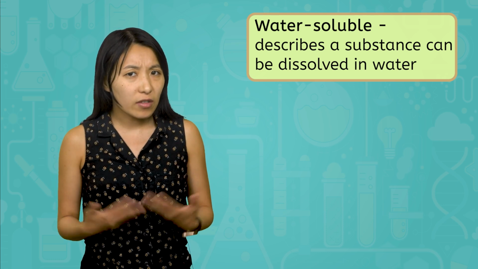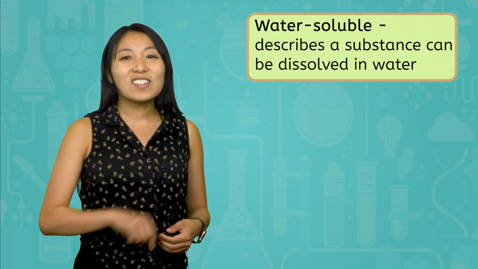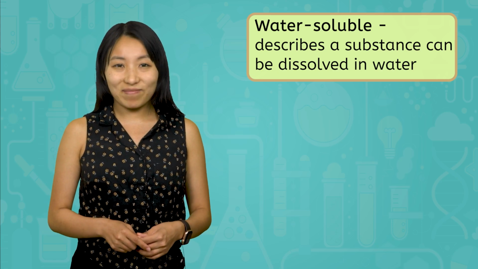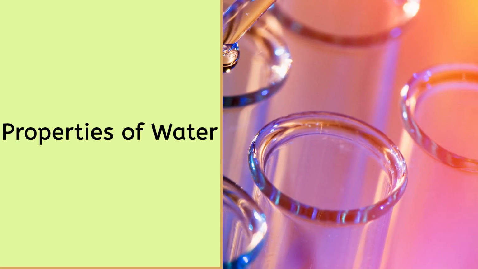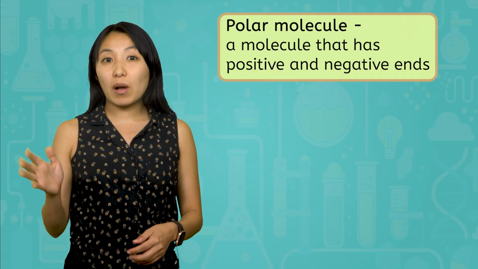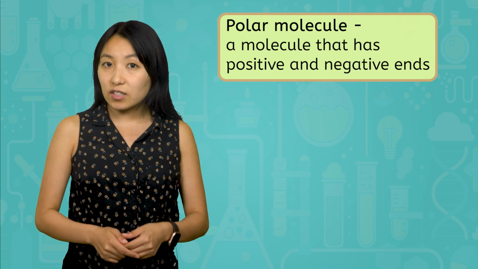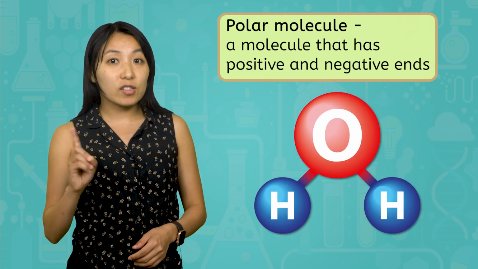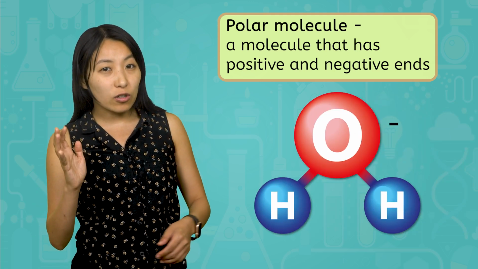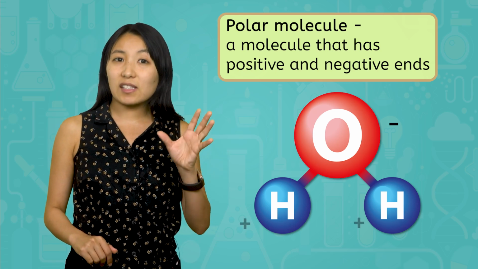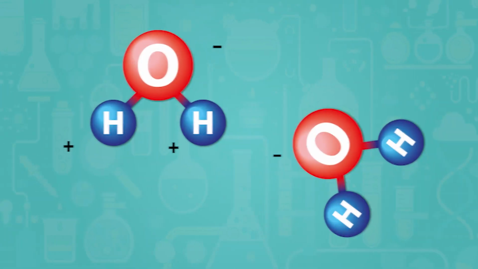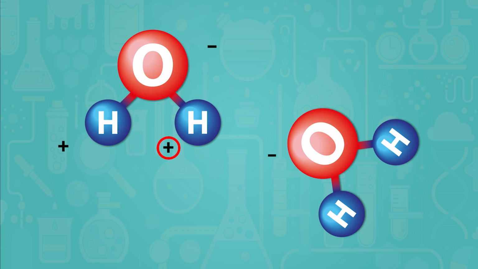But how does water dissolve other substances in the first place? The answer lies in water's unique properties. Water is considered a polar molecule, which means it has positive and negative ends, like a magnet. Water is made out of one oxygen atom that has a slightly negative charge and two hydrogen atoms that have a slightly positive charge. Because of this, the positive hydrogens of one water molecule are attracted to the negative oxygen of another water molecule, allowing water molecules to stick to each other.